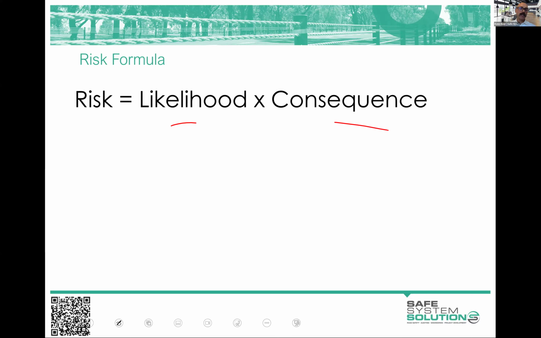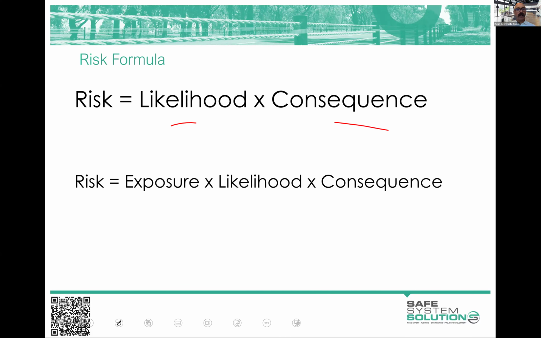In a safe system assessment, we go a little bit further here. We actually draw out likelihood. We draw exposure and likelihood. Exposure is the number of people exposed to a crash. Likelihood is that sort of individual based on the infrastructure in place, and consequence is still consequence. So we will be looking at these three elements as we undertake safe system assessments.